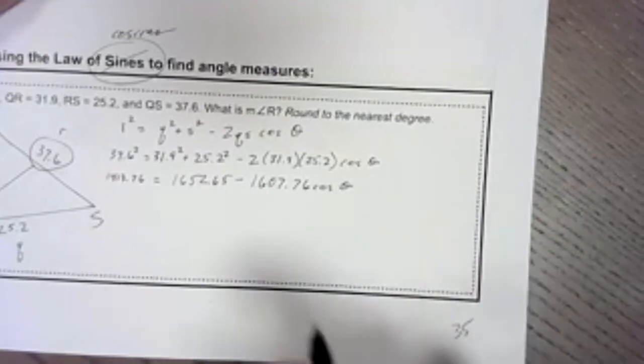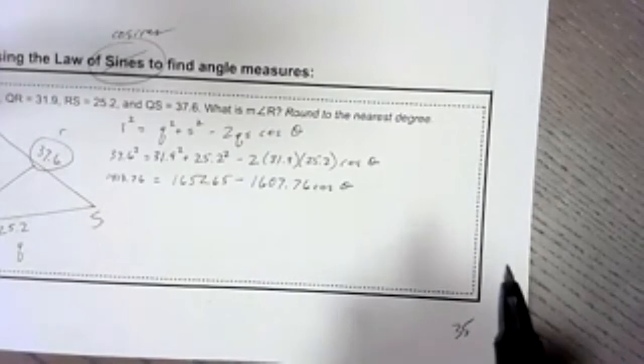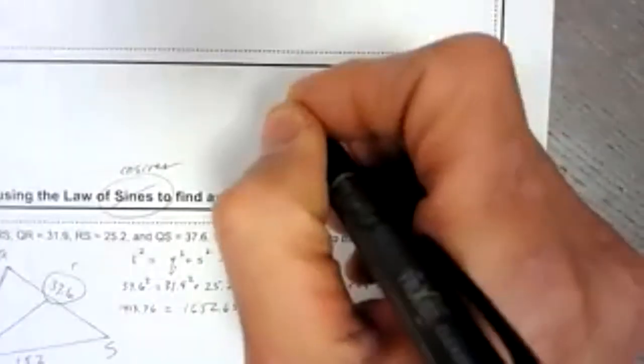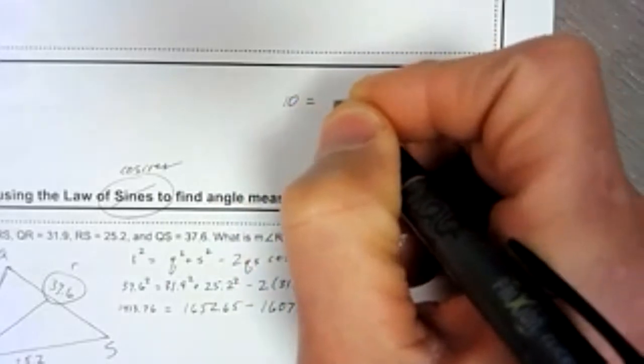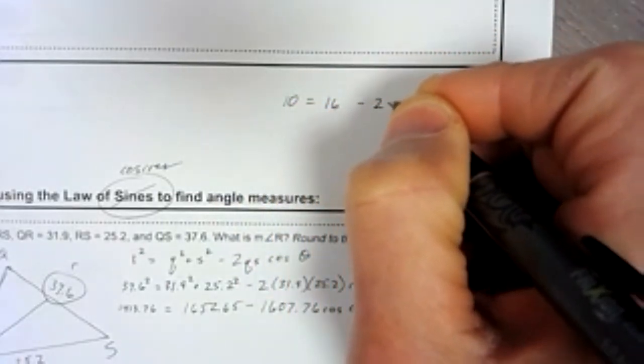I want to show you something. These numbers are big and they're decimals and whatnot, but they're very similar to another kind of equation which we've done before. So imagine you have something that looks like this: 10 equals 16 minus 2x.